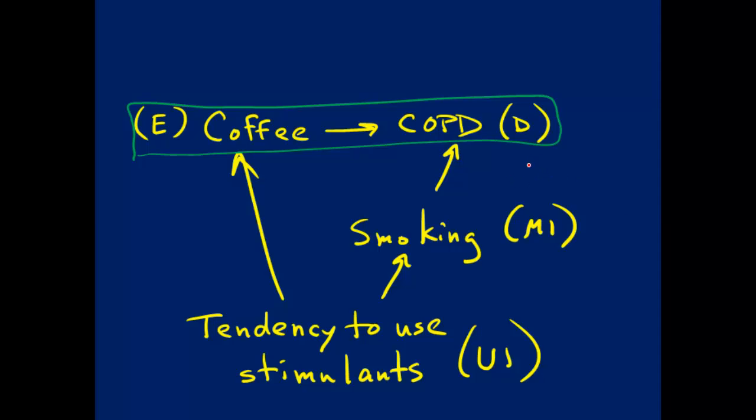And if we can find any pathways that go from the disease variable back to the exposure variable, we just want to note those pathways. And for this diagram, there's only one pathway. Basically, it goes back through smoking, and then it goes back to coffee. So this is called a backdoor path. This is a backdoor path from disease back to exposure.